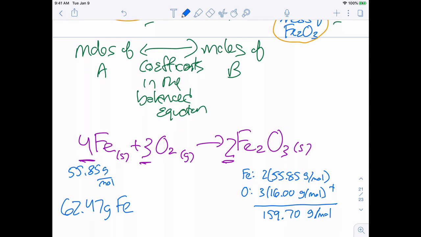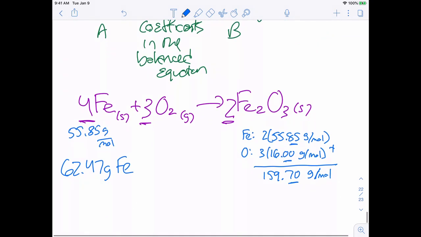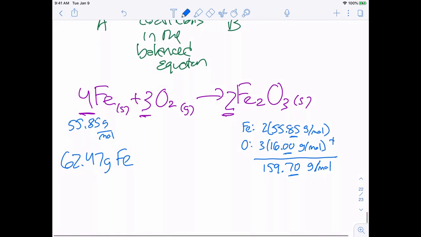Remember, when we're adding, watch the digits after the decimal point. When I plugged this into my calculator, I actually got 159.7, but I know that I have 2 digits after my decimal point, so I needed to add that extra 0. Okay, now we're ready to do the problem. So I always start with what's given, which is my 62.47 grams of iron.